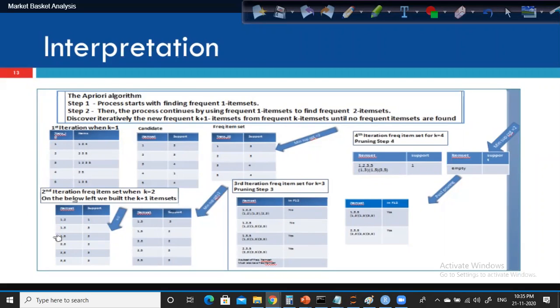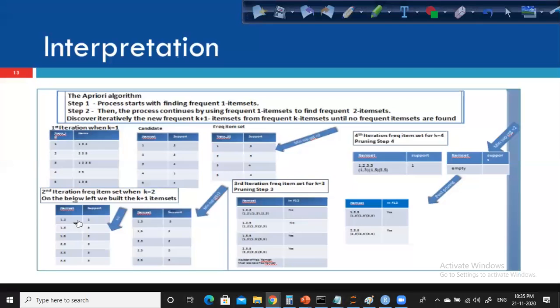Next, the algorithm continues by using frequent one item sets to find frequent two item sets. First it started with frequent one item sets, now it's trying to find frequent two item sets, and so on. What are the frequent two items? Now I want to know for this combination, products 1 and 2, how many times they were purchased. For 1 and 2, 1 and 3, 1 and 4, 1 and 5.